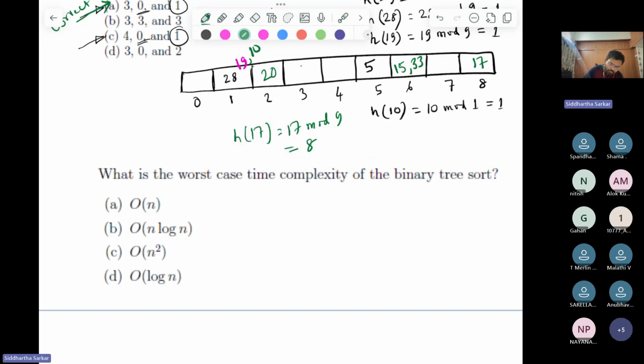What is the worst case time complexity of the binary tree sort? I'll give a minute to think about it. Worst case means, for the most time consuming input, what is the running time?